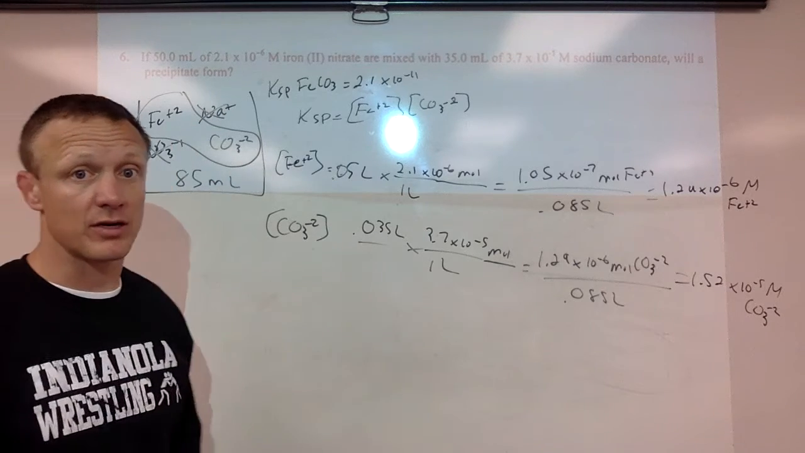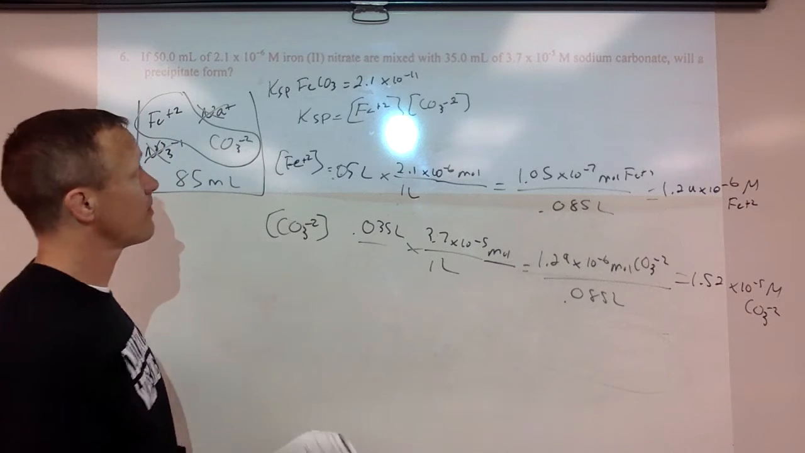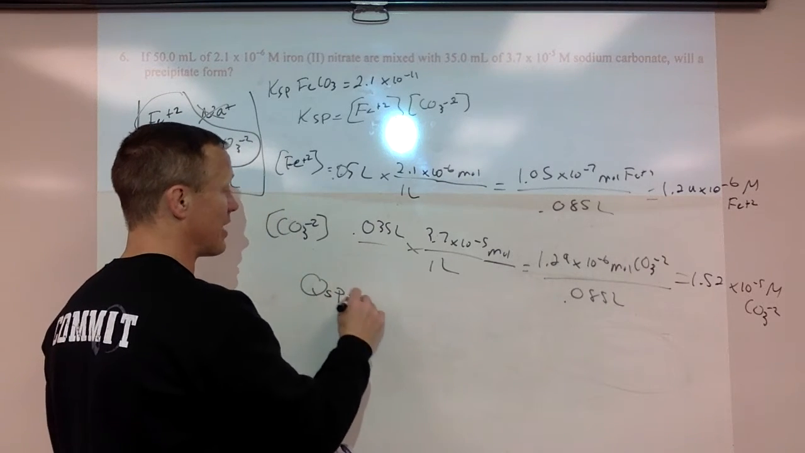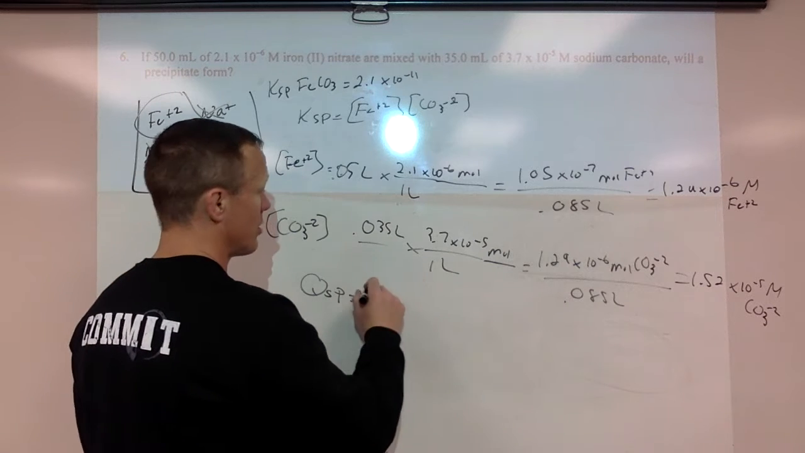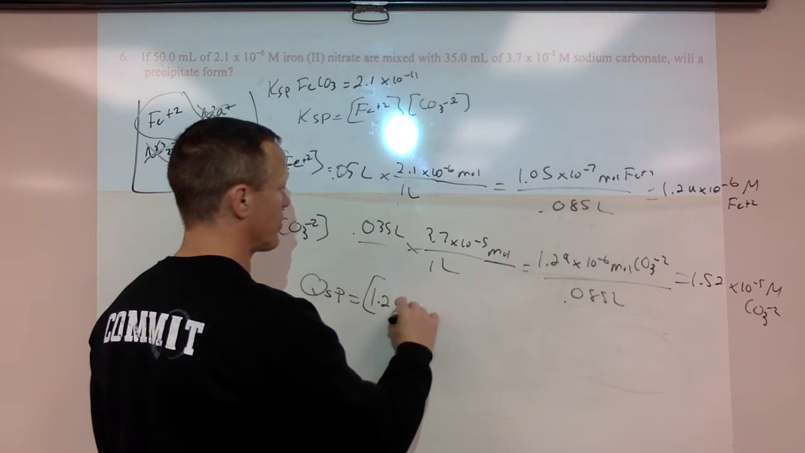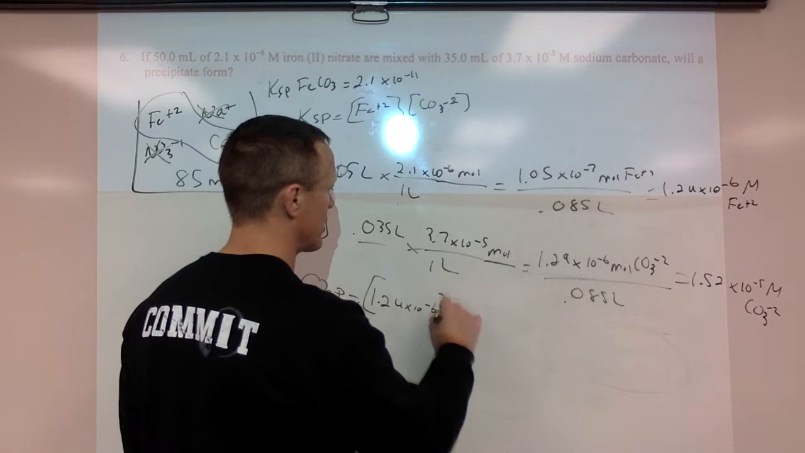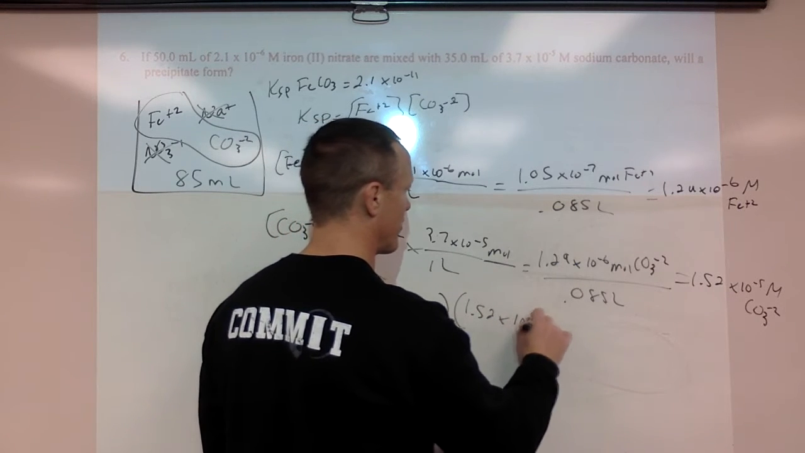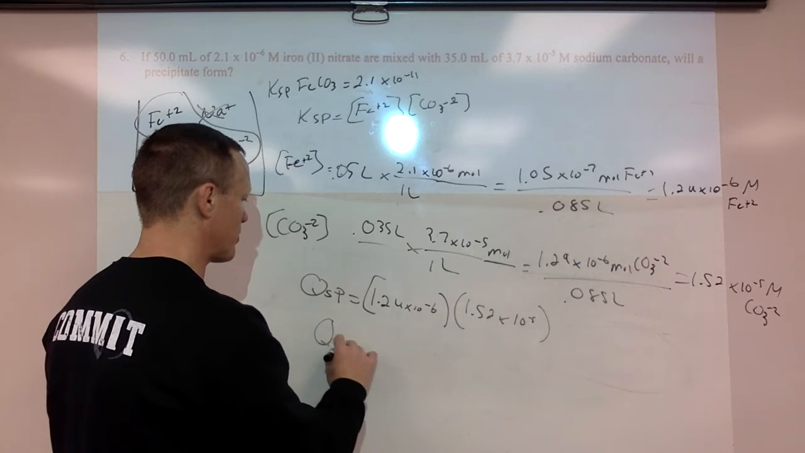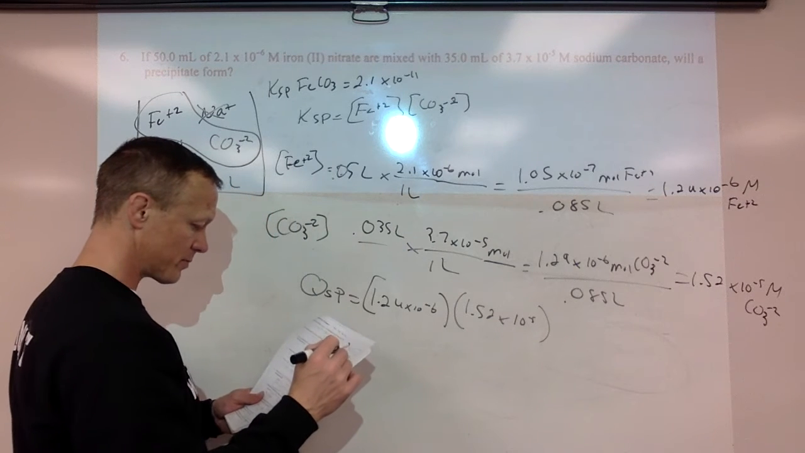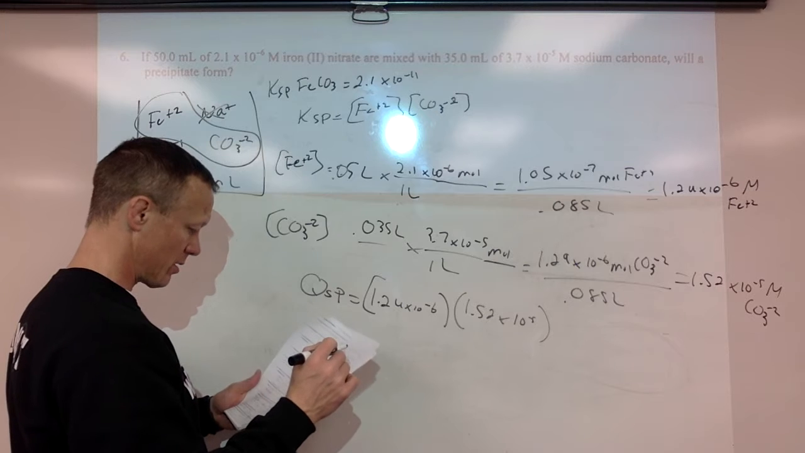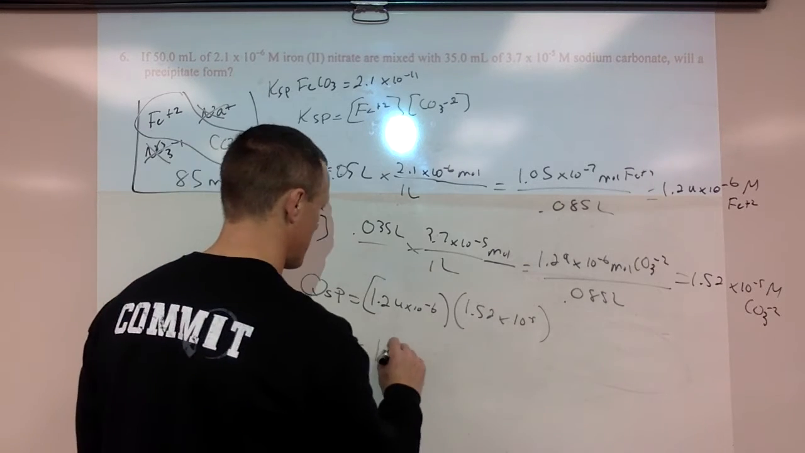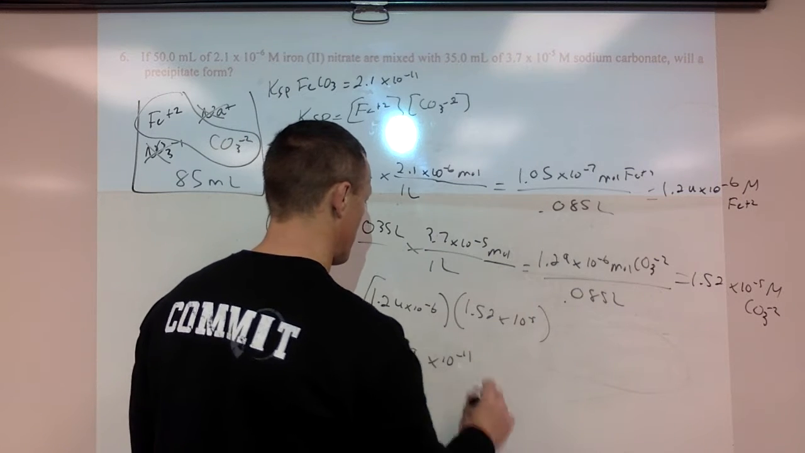We obviously have some sodium ions and nitrate ions floating around with them, but that does not affect it. So plug those in. We'll call that Qsp and see if it equals Ksp. So plug in iron's concentration, 1.24 times 10 to the negative 6, times carbonate's concentration, 1.52 times 10 to the negative 5th. When we do that, we get a Qsp of 1.89 times 10 to the negative 11th.